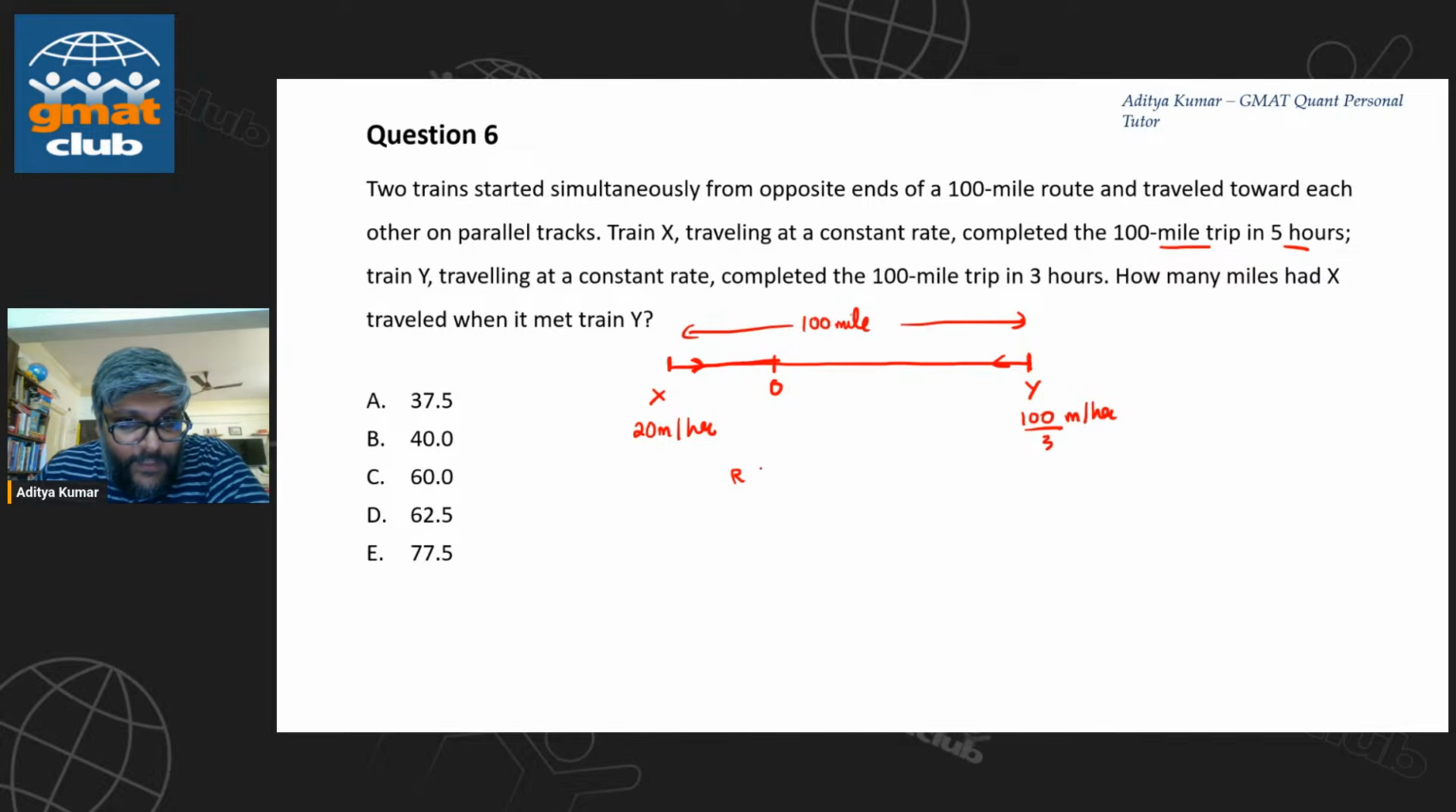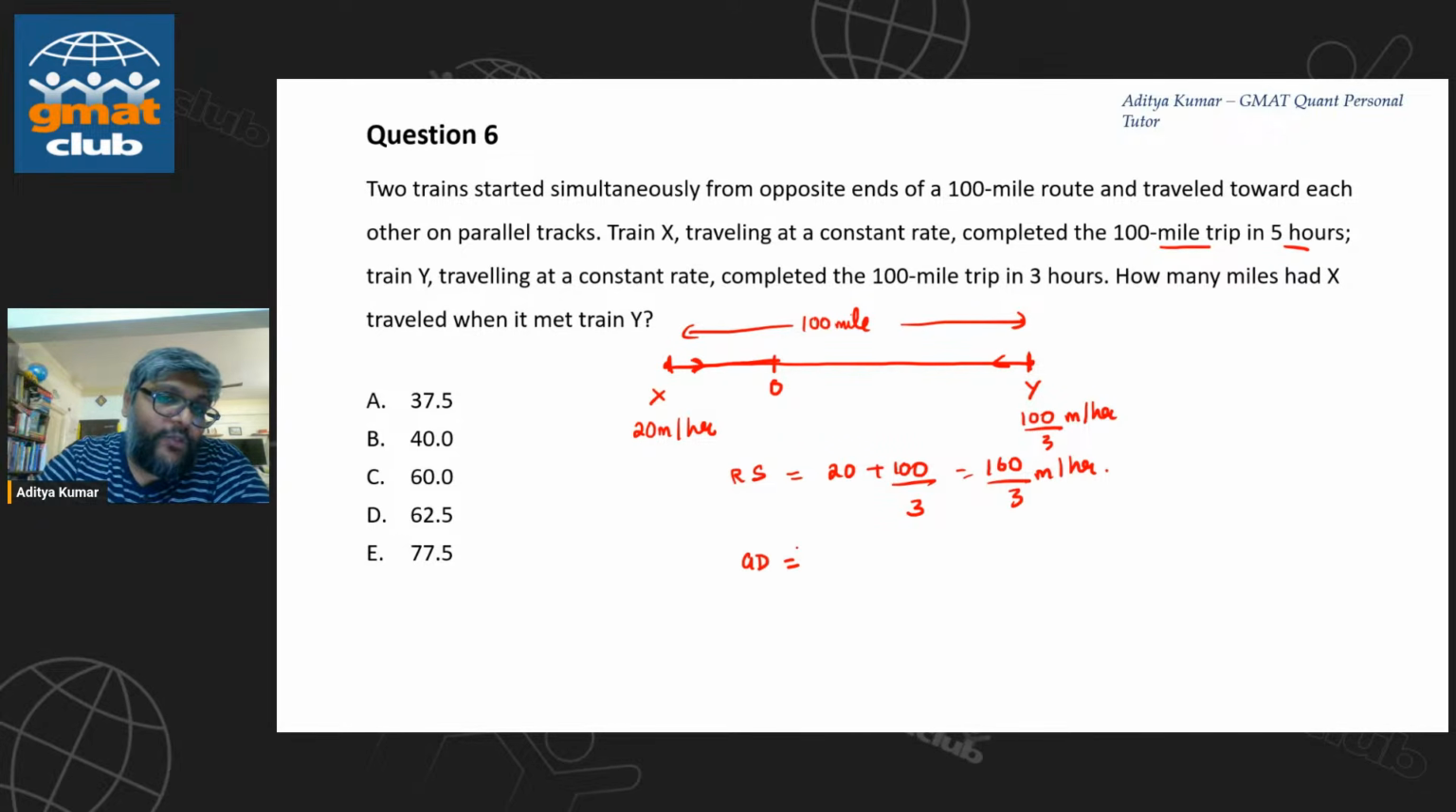What is the relative speed here? They are moving simultaneously from their initial start points and they're moving towards each other. So the relative speed should be 20 plus 100 by 3, which is going to be 160 by 3 miles per hour. And what is the gap distance that I'm starting with between them? What is the distance between the two bodies from which they start moving simultaneously? That is 100 miles. And what does the relative speed give me? It gives me the constant time it would take for the two bodies to meet each other at this point.